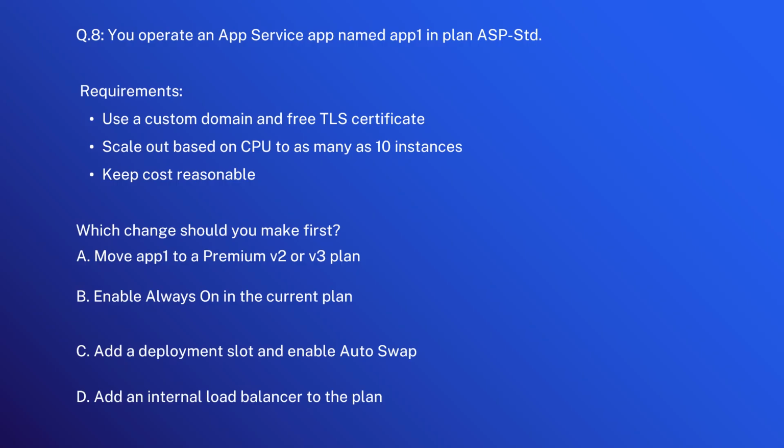Alright, so let's walk through the options. Option A, move up to a Premium V2 or V3 plan. And this is very promising. Why? Because the standard plan supports custom domain and free TLS certificate, but it can only scale out to 10 instances, and that's the maximum limit for standard. So if you ever want more headroom for scaling and better performance, you're going to need to upgrade.